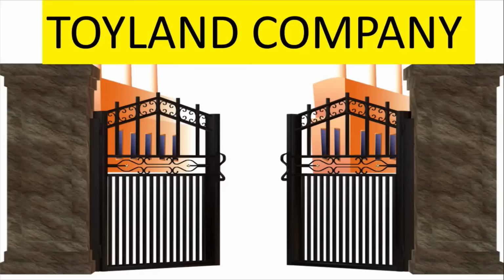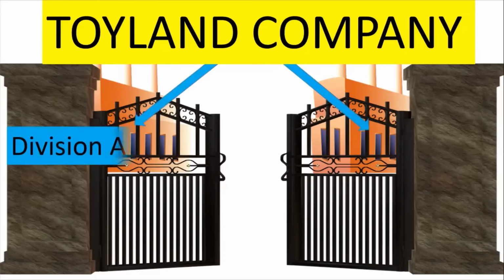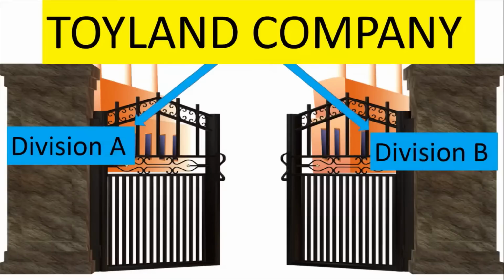Now today, I will take you to a company to understand the concepts of the transfer pricing better. The company is called Toyland. So let's go there and understand their business first. So we have reached the company. Now the company has got two divisions. One is Division A and the second one is Division B.